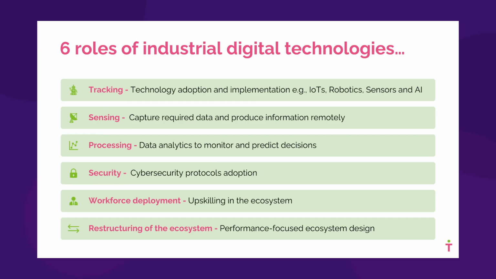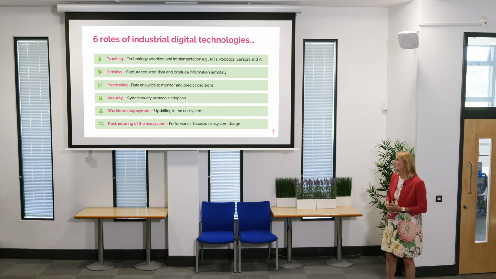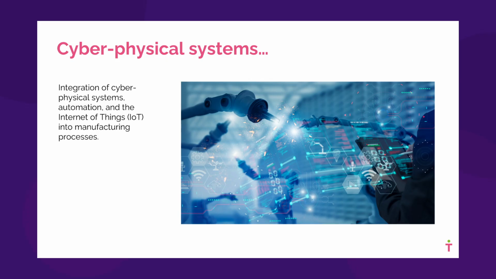But within a supply chain context, there tends to be 6 major roles that those digital technologies play. They can help you to track things. They can help you to sense things. They can help you to process things in terms of data analytics to monitor and predict decisions. They can help to make your systems more cyber secure. They can help to make sure that you deploy your workforce in the most appropriate way, or to actually help you restructure the ecosystem. And the range of different digital technologies that's out there is huge.